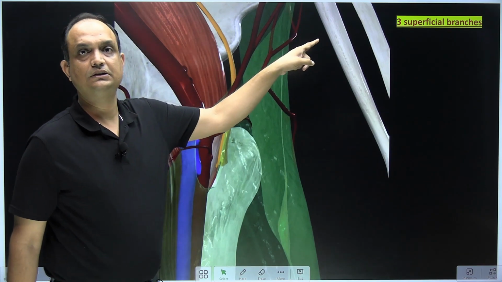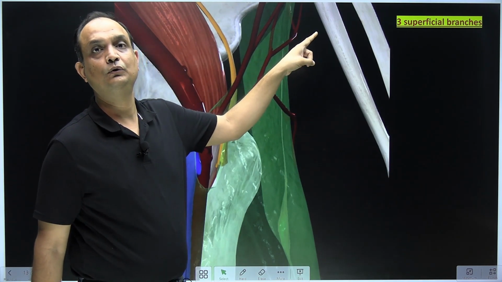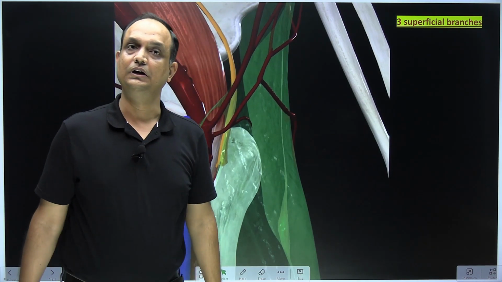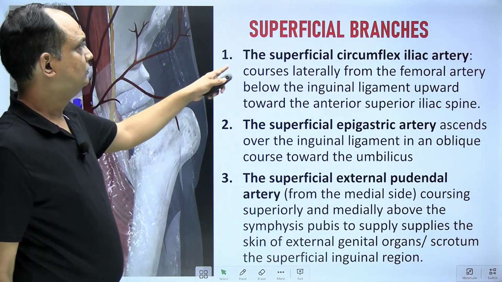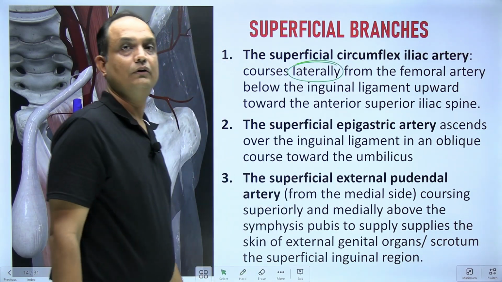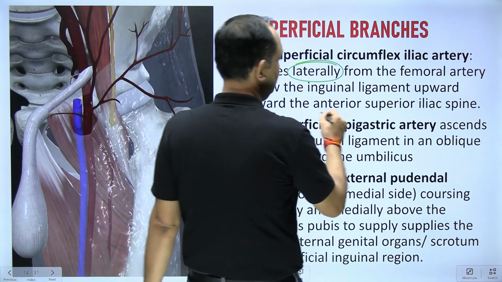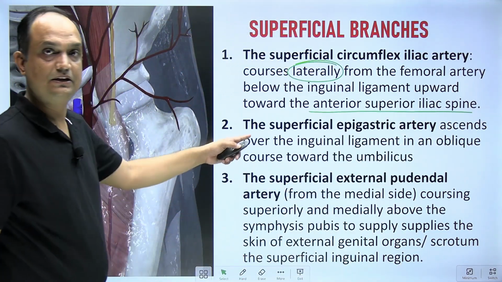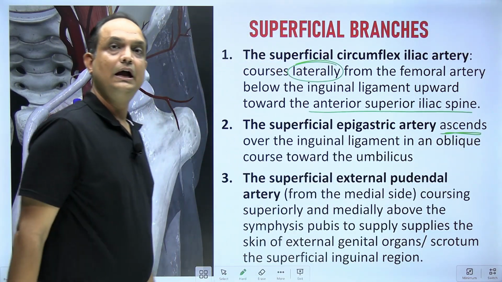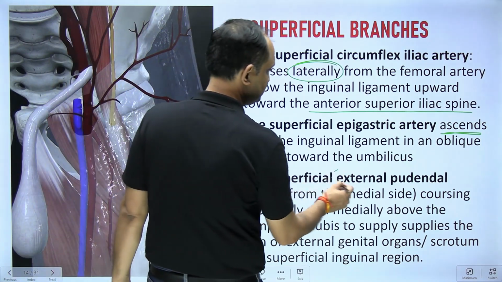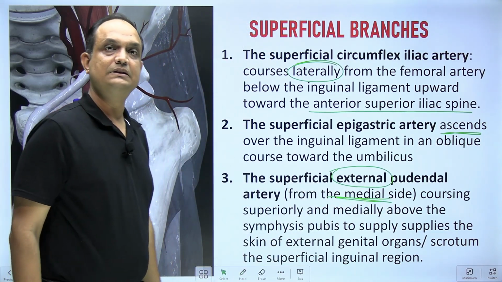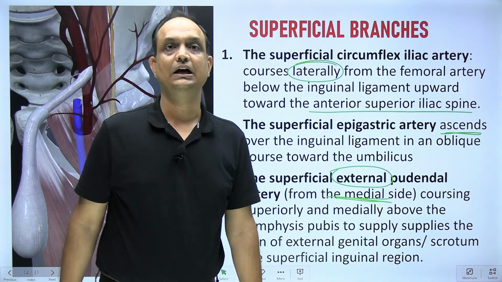One is going towards the external, this is superficial circumflex iliac going towards the iliac crest, superficial epigastric and superficial external pudendal artery. Clear? So, superficial circumflex iliac, it is going laterally where? Towards your iliac crest, or you can say ASIS. Then second is superficial epigastric. It is going in upward direction, and when it ascends, it will enter into the abdominal wall. Then you will have superficial external pudendal. It is a medial branch, and once it arises, it will supply the skin of your external genitalia and inguinal region.